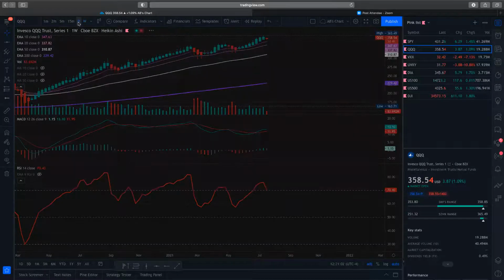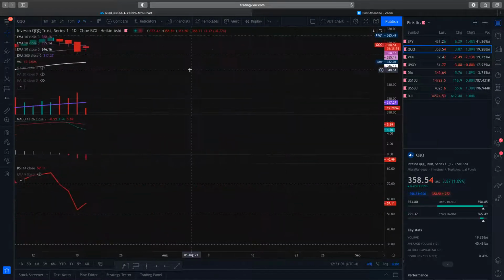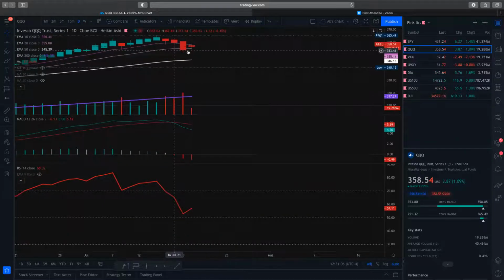But I'm going to go back to the daily chart. And we can see here, the Qs just bounced off of your 20. So that's a good thing. What expiration do I use for SPY?